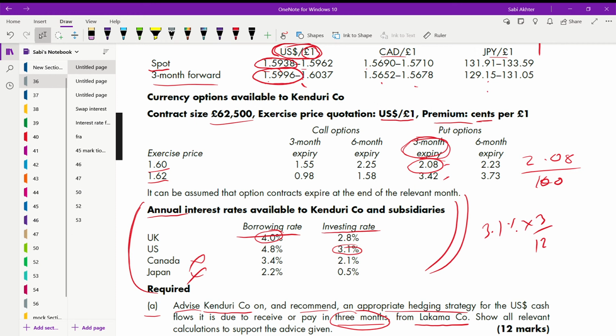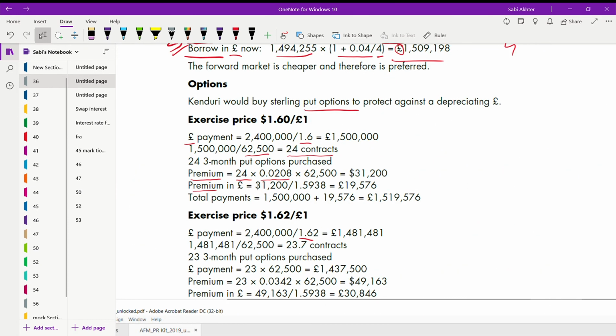So 2.08 cents has to be divided by 100. Sorry, it's the other way around. 2.08 cents means if you want to find it in terms of dollars, you have to divide it by 100. That's why 0.0208, and into contract size. So number of contracts into contract size into premium will give you the total premium.